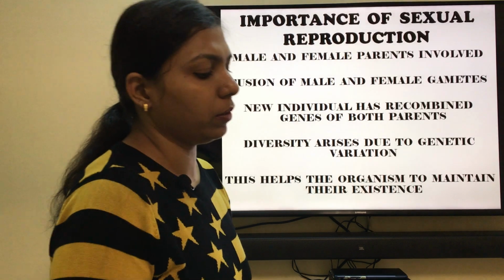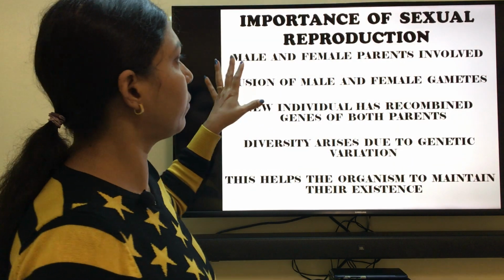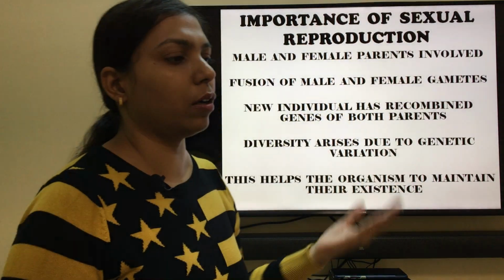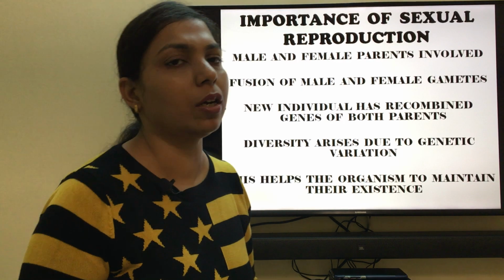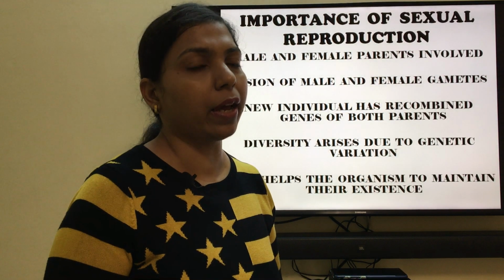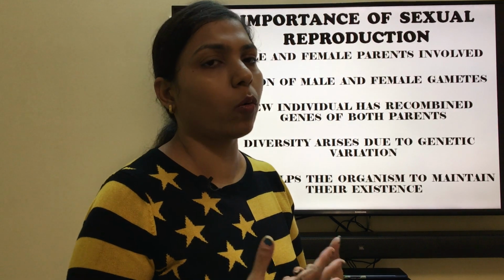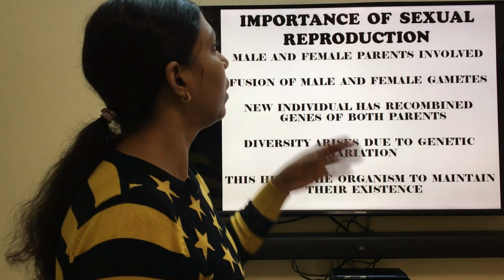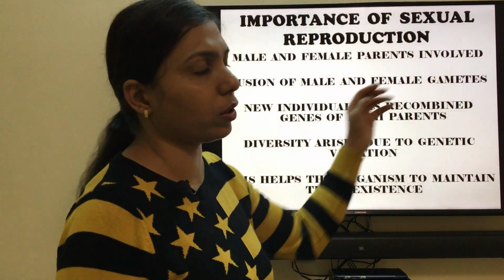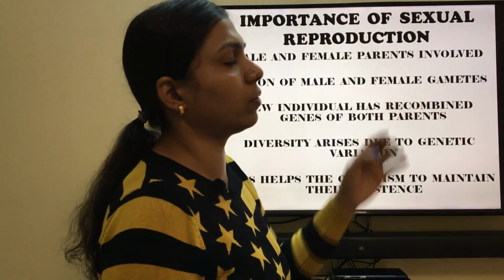What is the importance of sexual reproduction? First of all, sexual reproduction takes place wherein you have a male and a female parent involved. If you remember, in asexual reproduction we did not talk about the involvement of two parents. Over there the process of reproduction was completed with the help of one single parent, but in sexual reproduction male and female parents are both involved. Fusion of male and female gametes completes the process of reproduction.